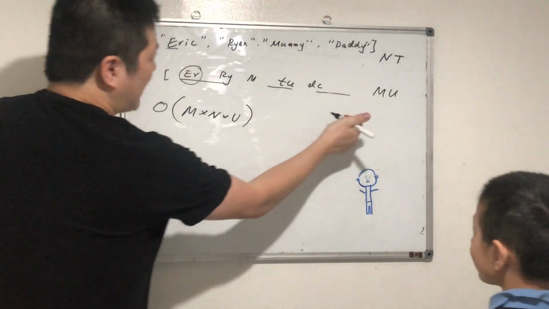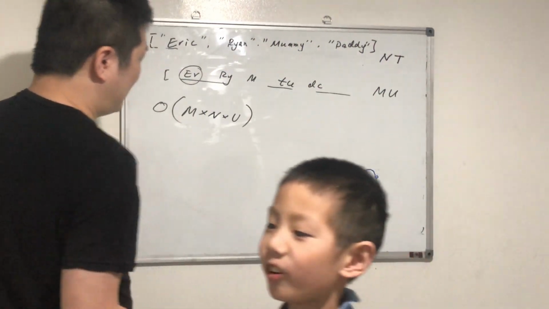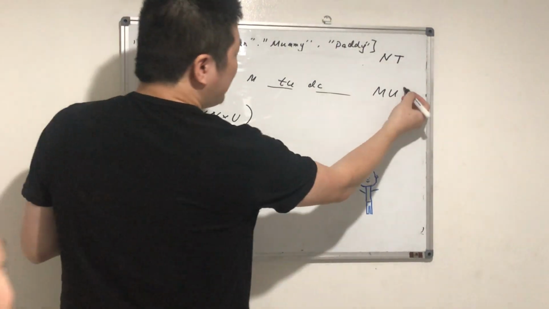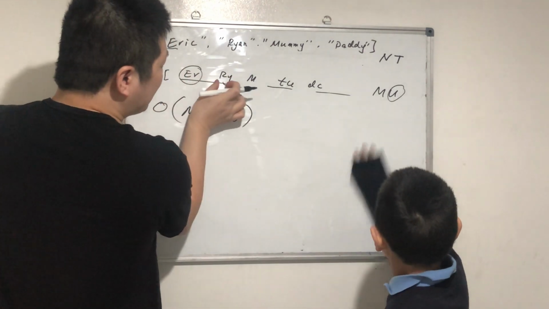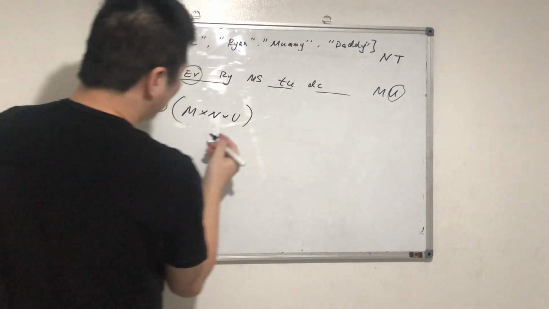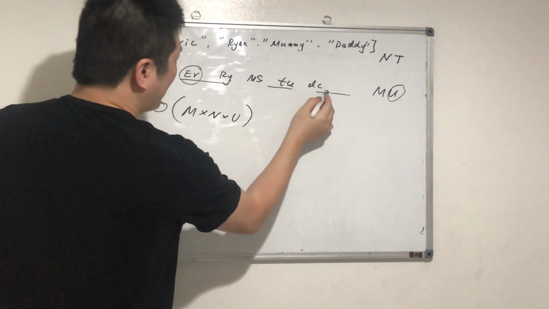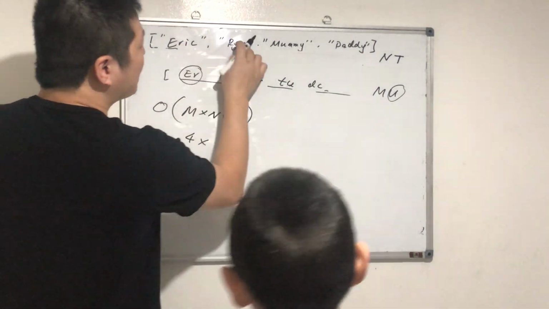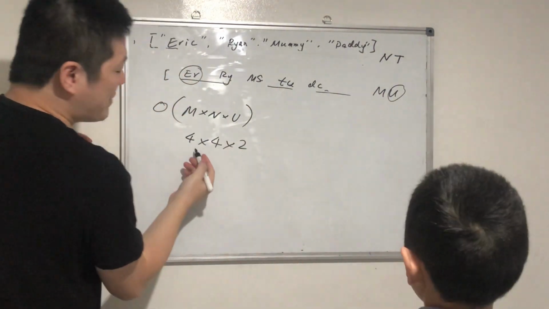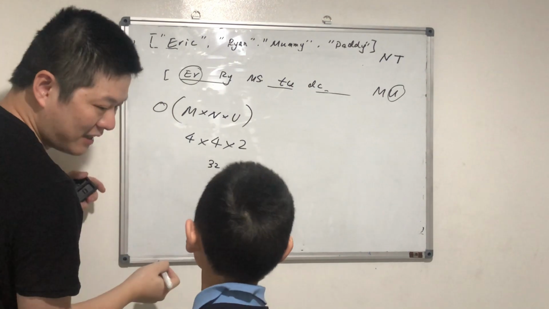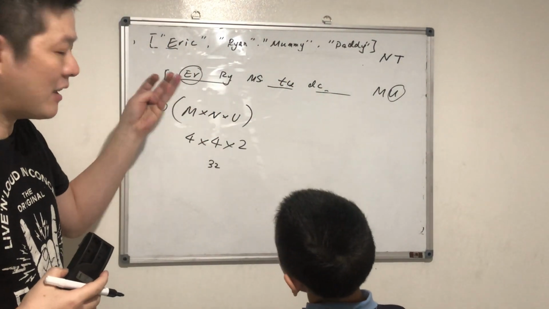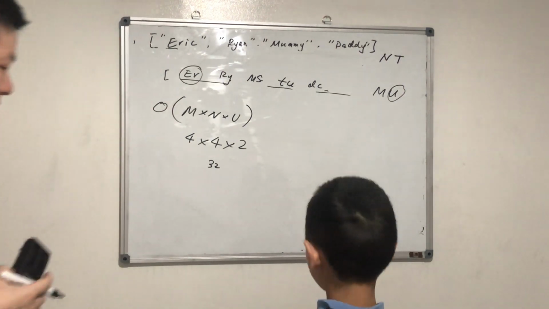And for each one, it's M or N or U. That's the complexity, and U is the size of these strings. For example, they are all size 2. So look, this is 1, 2, 3, 4, 5. 4 times 1, 2, 3, 4. 4 times 2. So how many times? 32 times. For a computer, you need to compare 32 times. Can we do better?